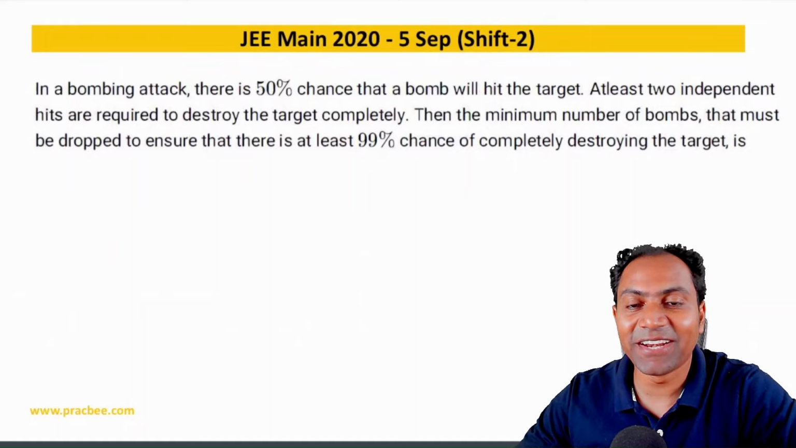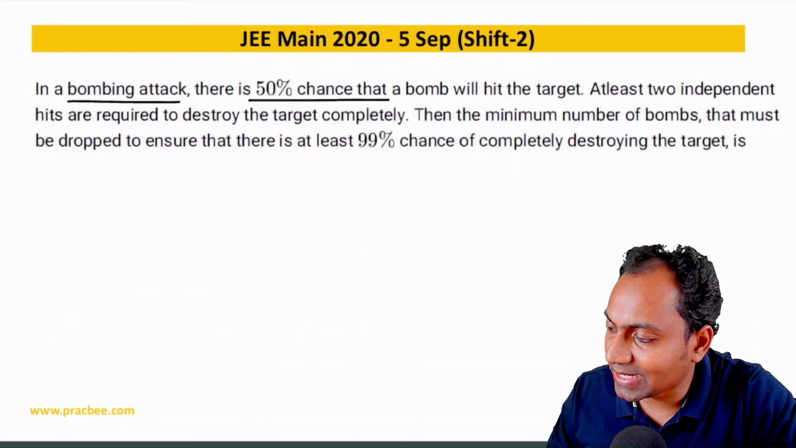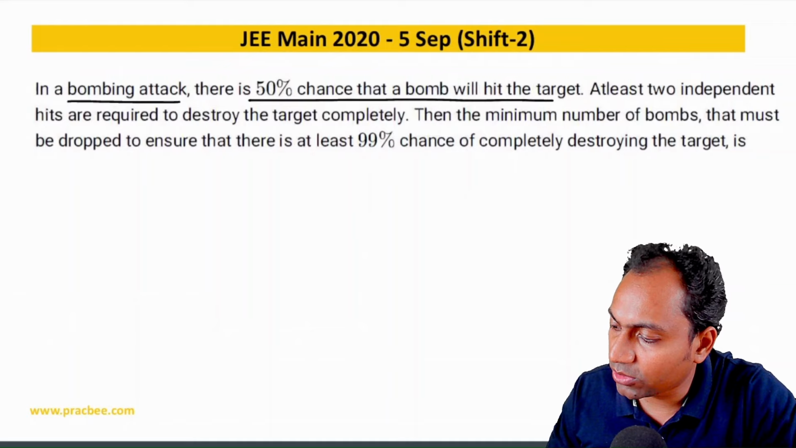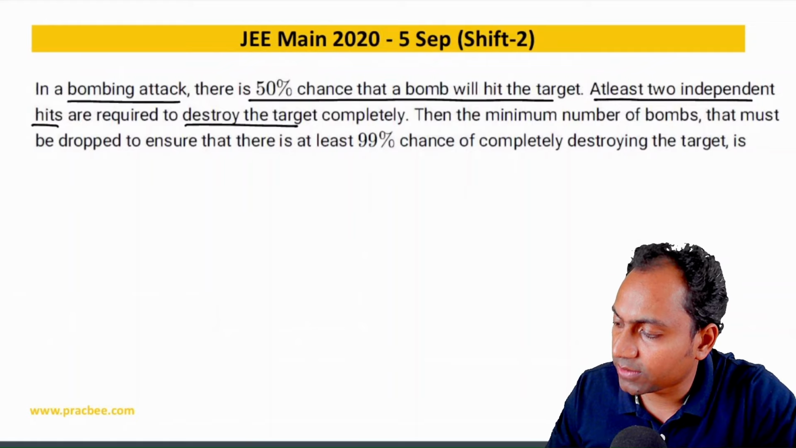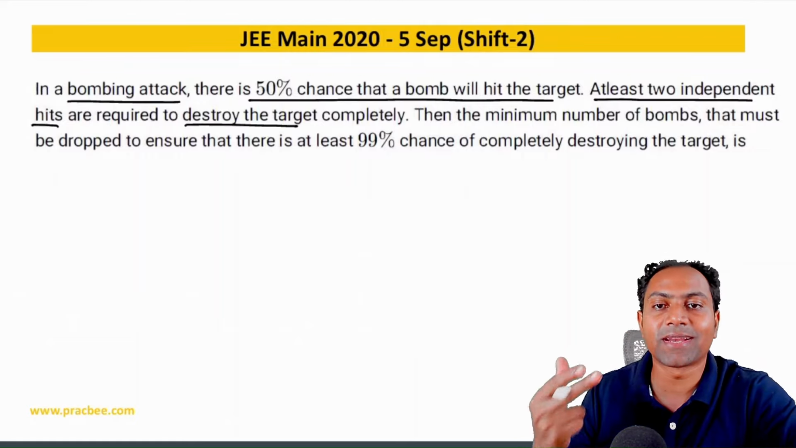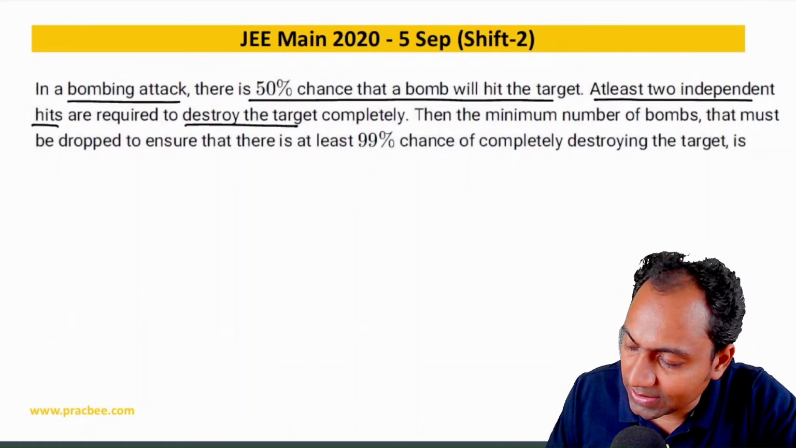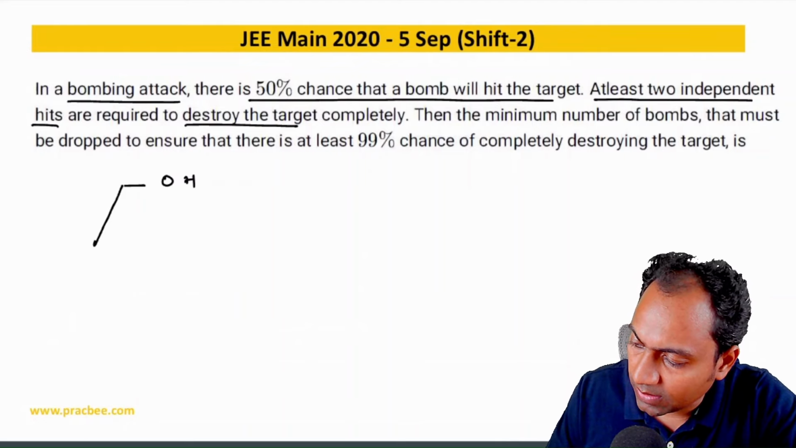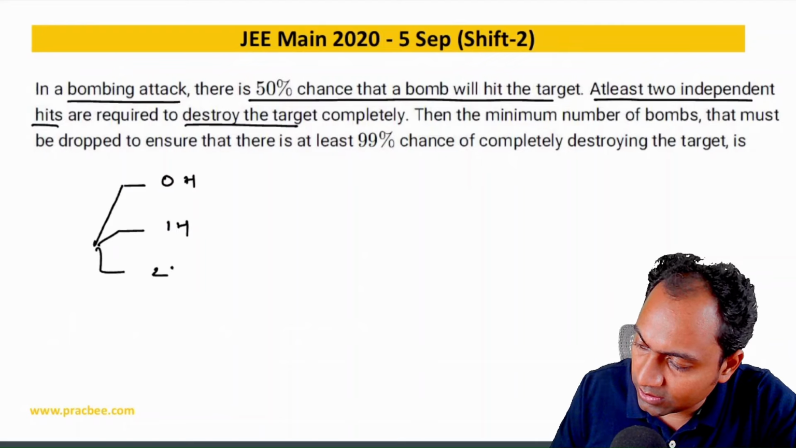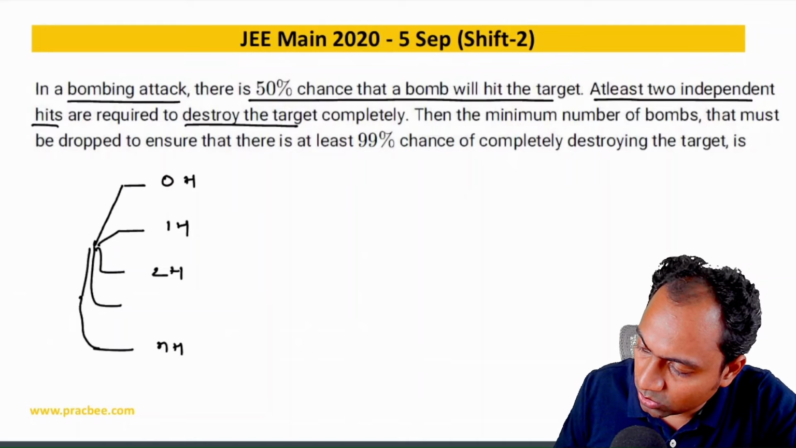Now this again is a slightly difficult form of the earlier question only. So again, bombing is being done. There is a 50% chance that a bomb will hit the target. What they're saying is, in order to destroy the target, you will require at least 2 independent hits. Okay, so now this is an interesting question. So what is happening is, we need to hit the target at least twice out of n bombs in order to destroy it. So now what can happen is, your total cases would be, there are 0 hits, there is 1 hit, then there is 2 hits, and like this there are nothing but n hits. So these are the total cases that are happening.